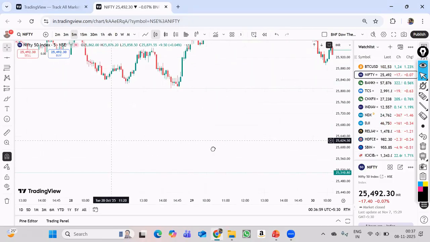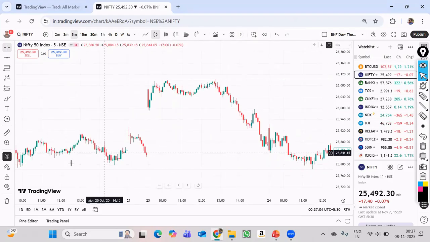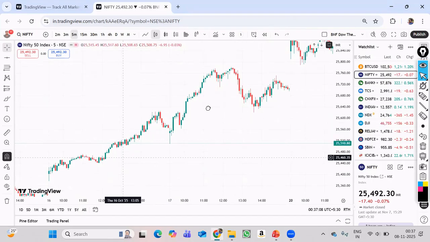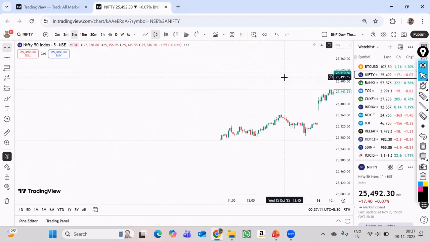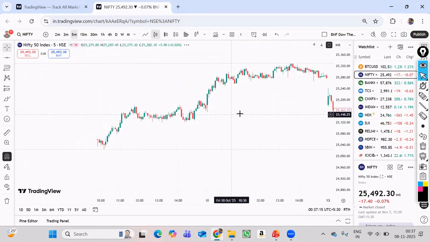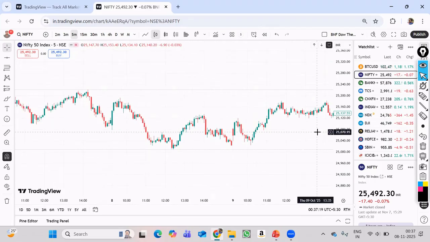Let's go back and start randomly from some place so that I can show you at least 3-4 examples. Okay, let's begin from October. So this is the October chart. See this. Okay, watch it closely.